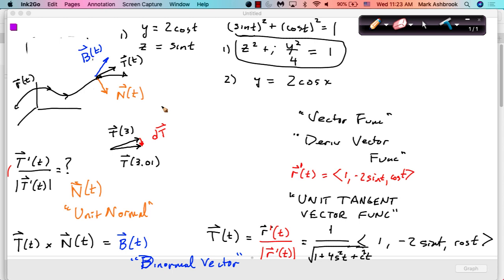Because if you have a piece of a circle, that defines a plane, right? So if you have a small enough change in little t, it's like you have a little teeny segment of a circle. It's the plane of that circle. Does that make sense? Okay, so let's just summarize that here.